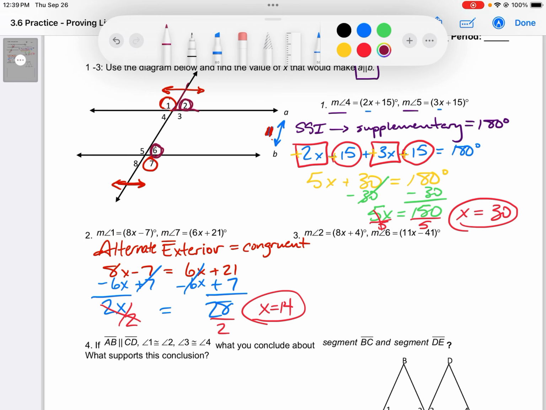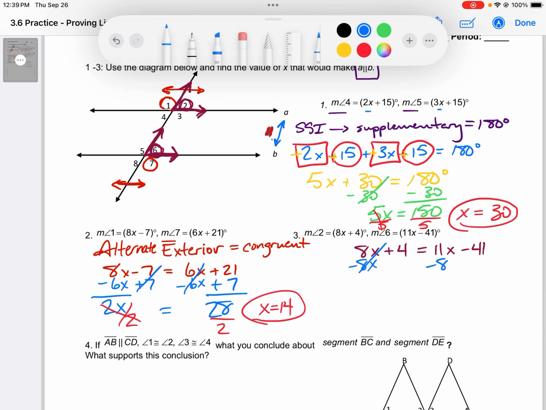And if you look at 2 and 6, hopefully at this point you're able to really quickly recognize that they are corresponding angles. They're on the same side of the transversal, and they're in the same position at their intersections. And corresponding angles are also equal as long as the lines are parallel. So we would set these equal to each other.